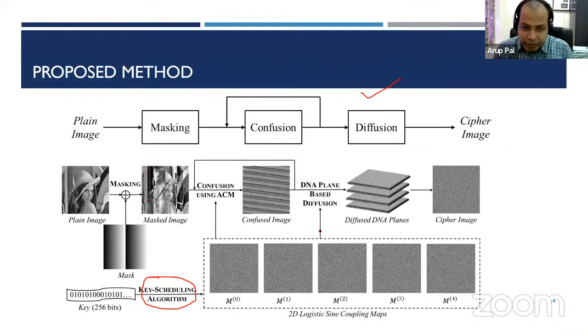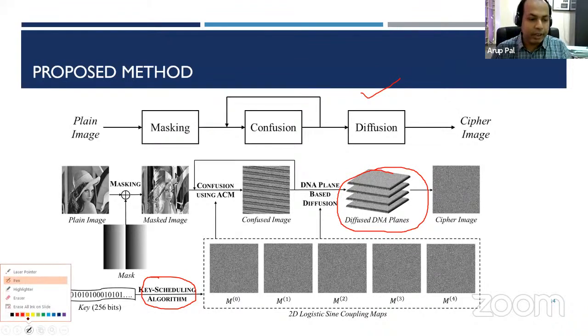Further, we have performed the operations at the DNA level. If you can perform the operation on DNA planes, there is another advantage: you can use the DNA properties in a more effective way, because DNA allows more parallel processing, which can be executed effectively. So in future, DNA-based computing can be effectively used for such algorithms. And finally you get this cipher image.